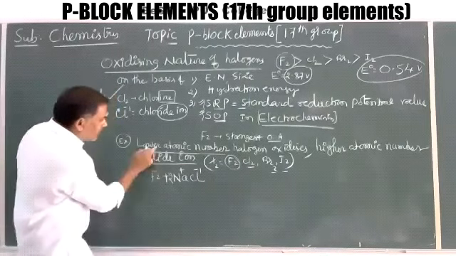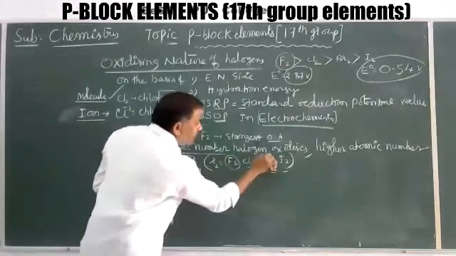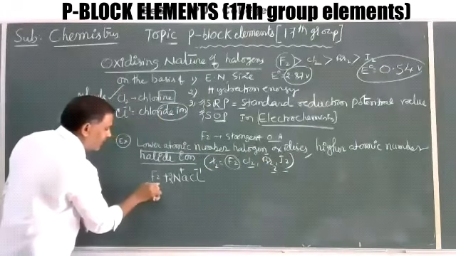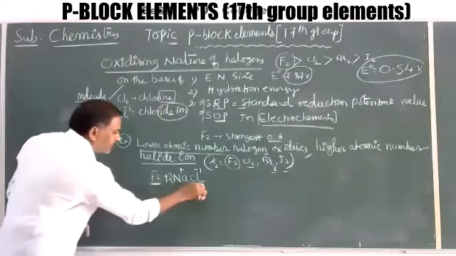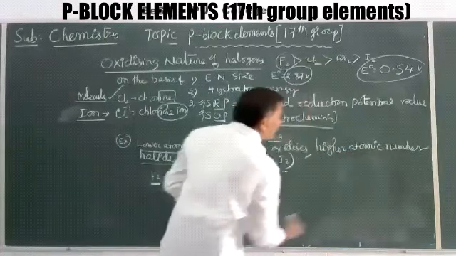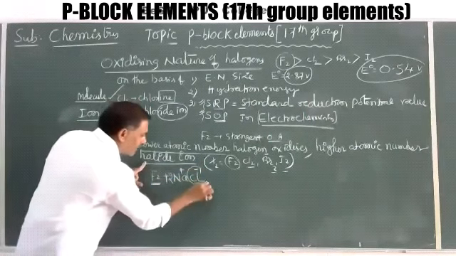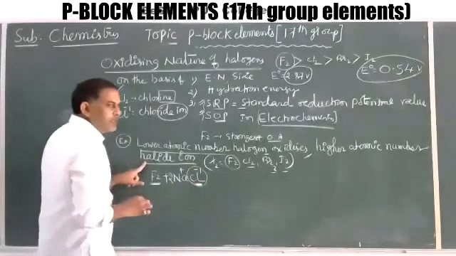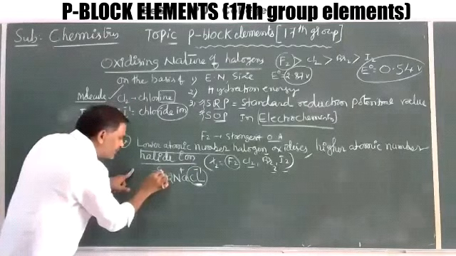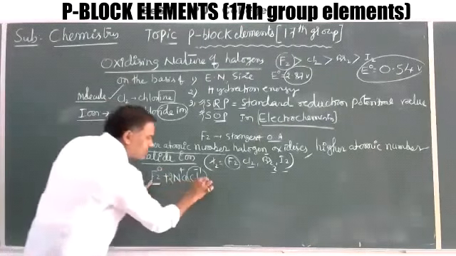Now here, the lower member atomic number halogen, halogen means like this is fluorine, the lower member. This is the higher member. It oxidizes the higher atomic number halide ion. Halide ion means this is the halide ion. Oxidizes. See here, F is in the 0 oxidation state, but in the case of chloride, Cl is -1.